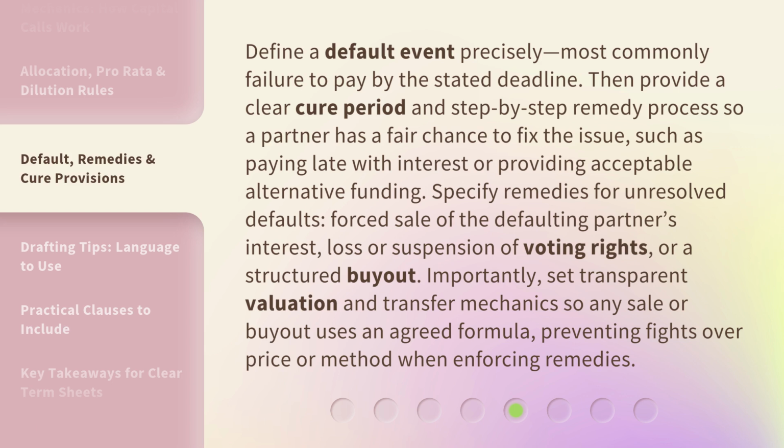Specify remedies for unresolved defaults: forced sale of the defaulting partner's interest, loss or suspension of voting rights, or a structured buyout. Importantly, set transparent valuation and transfer mechanics so any sale or buyout uses an agreed formula, preventing fights over price or method when enforcing remedies.